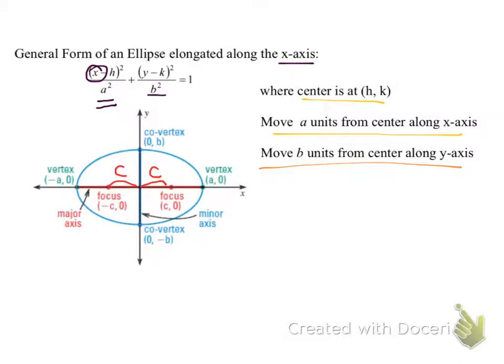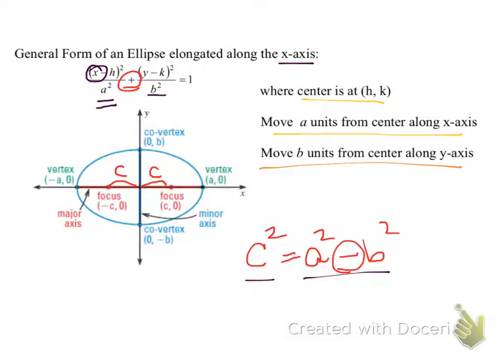My c is always going to be moved along the major axis, or along the longer, bigger denominator. And remember, we find our c squared by a squared minus b squared, so our bigger denominator always minus our smaller denominator. Keep in mind that we have to be able to subtract and still get a positive number so that we can take the square root of it. Again, the equation of an ellipse is always added, and when you find the distance for your foci, you're always going to subtract.